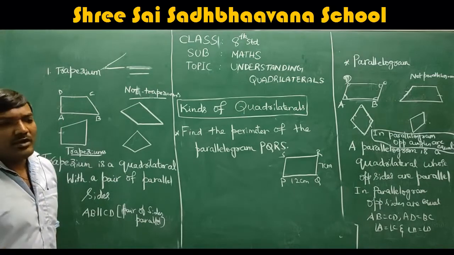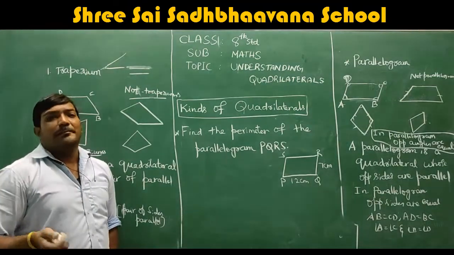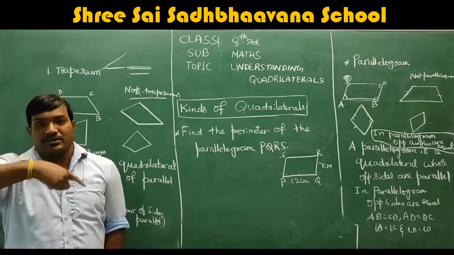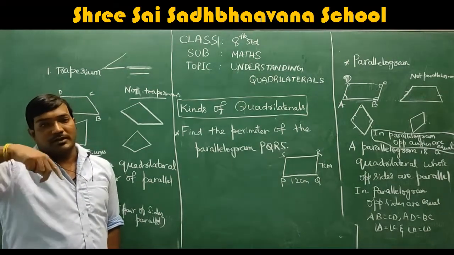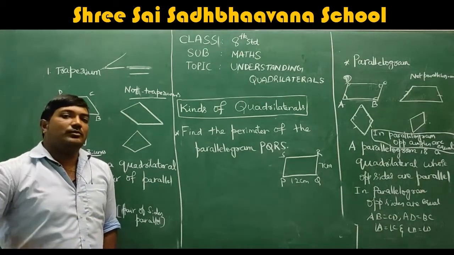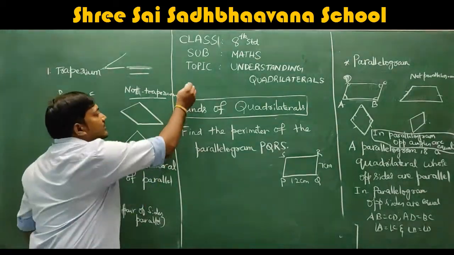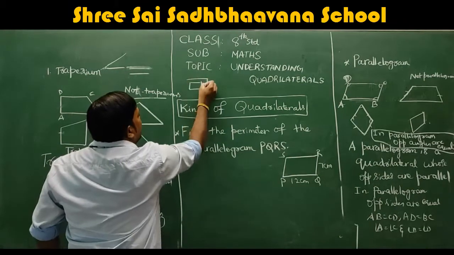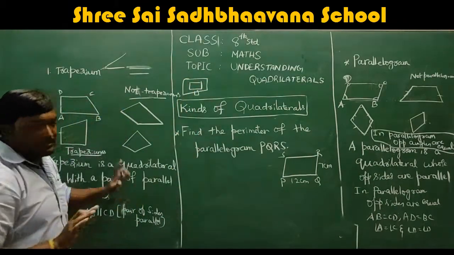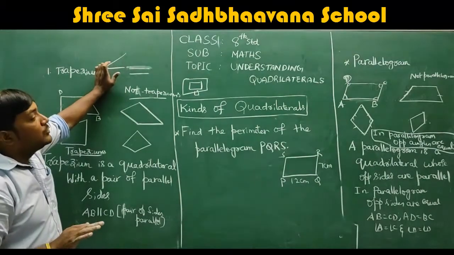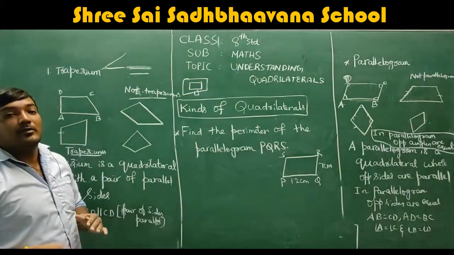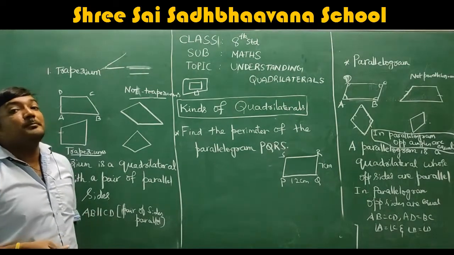For example, your house. Perimeter means, for example, you have a compound wall. Imagine that you put the compound fully around your house. If your house is like this, you put the compound like this, and you have a gate here. Just an example I give. So if you measure this compound length, that will give you the perimeter.